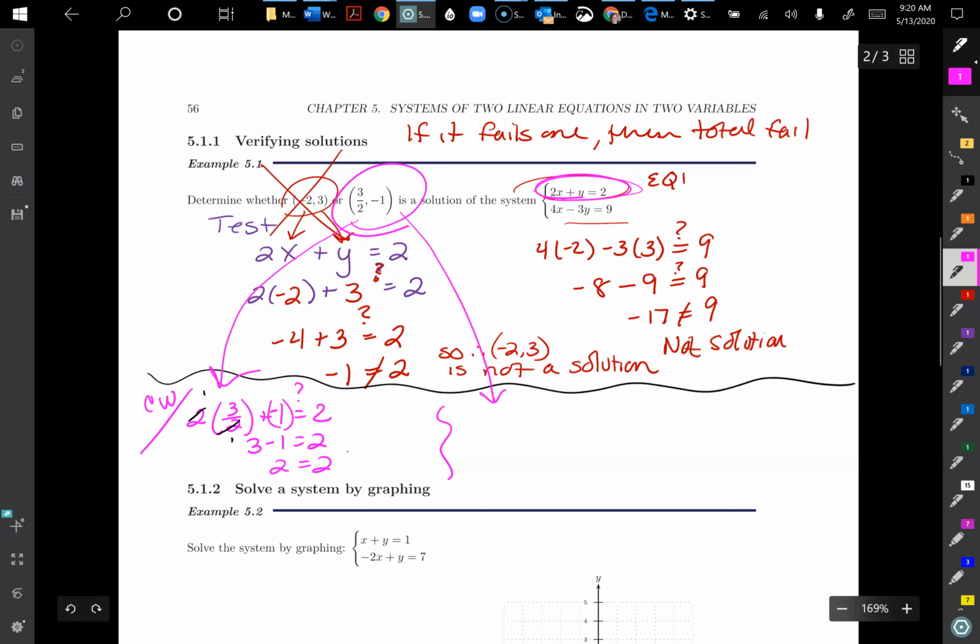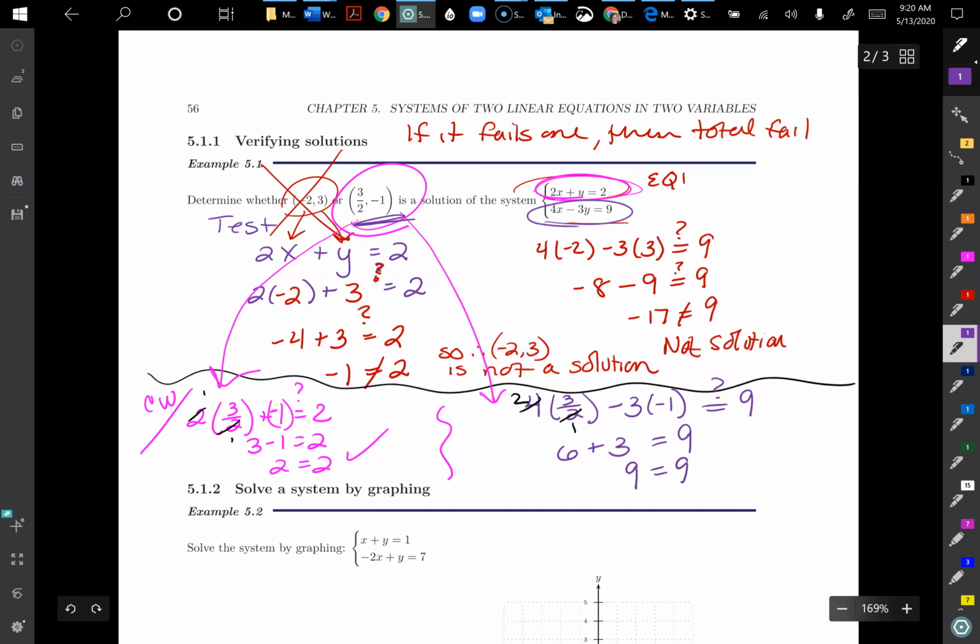So that's all good. And so far it's a solution, but we can't say for sure until we actually test it in this other one. So we've got to bring this one down and test it in there. So we're going to do 4 times 3/2, testing this point, minus 3 times -1. Does that equal 9? And then we can reduce, and then we will get 6 plus 3. So remember, negative is positive. And we get 9 equals 9.